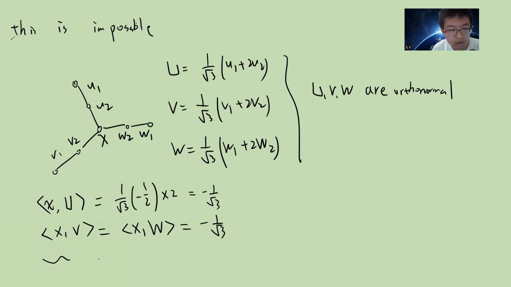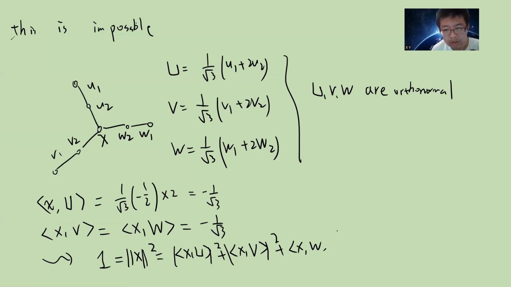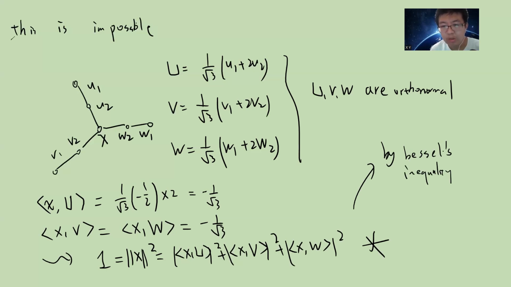So which tells you that the norm of X squared is the same as XU squared plus XV squared plus XW squared. So which is a contradiction, because by Bessel's inequality, X is linearly dependent on this U1, U2, U3. So this violates our results. So these are impossible.